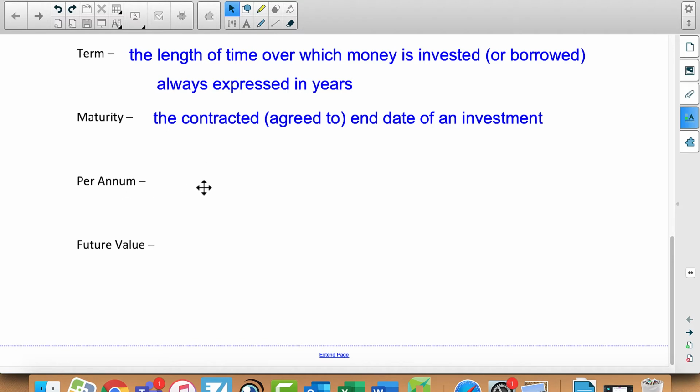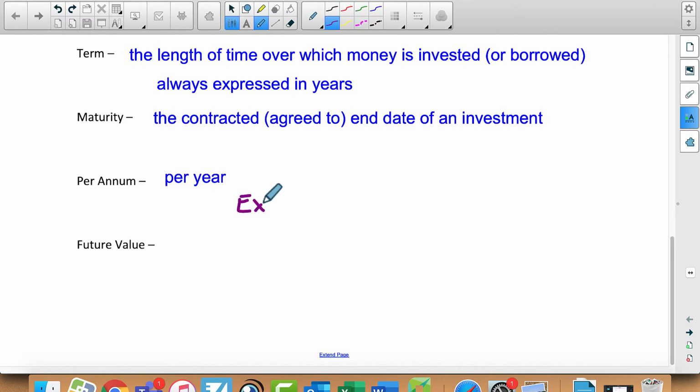Per annum. Per annum is just a fancy way of saying per year. So you could, for example, see something like 4% / A, or it might say annum there, and that's the same as 4% per year.